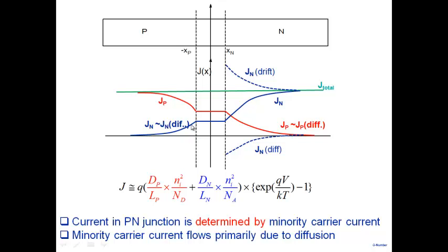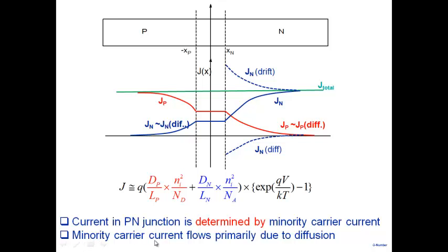That is really controlling. So the correct statement is, yes, it is made up of both majority and minority, but the majority carrier current component is actually controlled by the minority component. So the current in a PN junction is determined by minority carrier current components. But at any plane, if I look at it, in general, it's a sum of both majority and minority carrier currents.